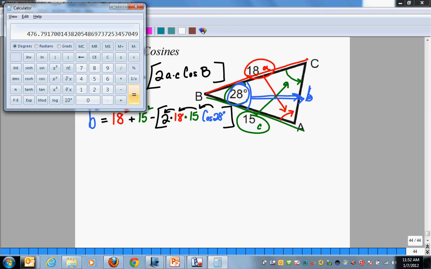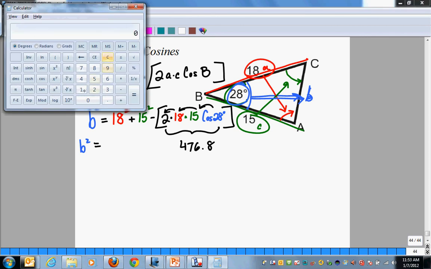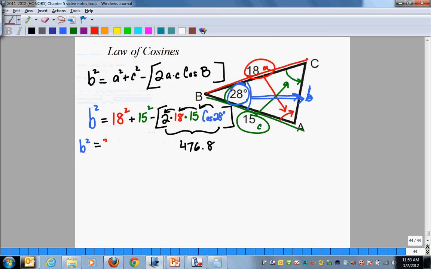We'll take it to the tenths place, 476.8. So this whole expression here is 476.8. We're going to bring down the b squared here. B squared equals, now let's do 18 squared while we're at it. So 18 squared is 324. Plus 15 squared, you should already know, is 225. And then we have this minus symbol here.